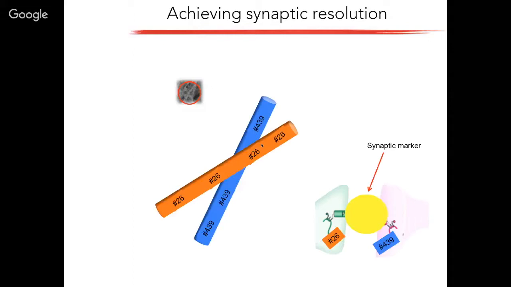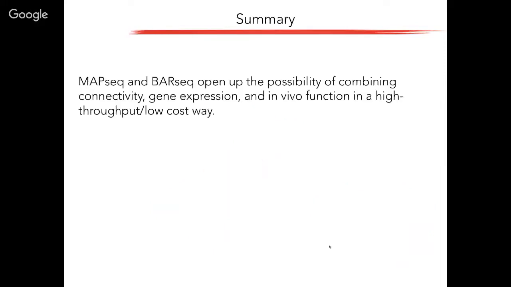Going forward, we have some molecular tricks for actually entangling the barcodes associated with the two processes so that a single ROLONY will form that includes the sequences of the two barcodes, but only when the two barcodes are touching at a synapse. So in summary, MAPseq and BaristaSeq open up the possibility of combining connectivity, gene expression, in vivo function at high throughput in a low-cost way.